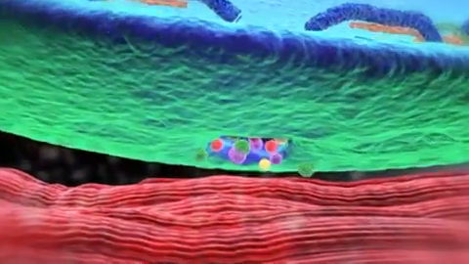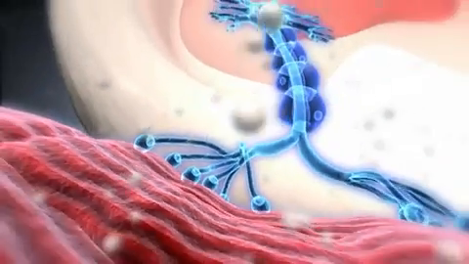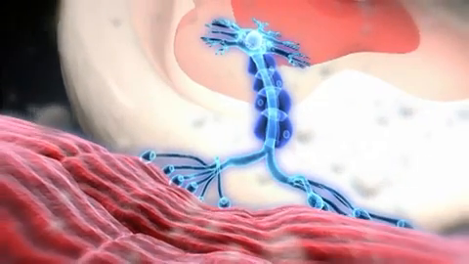The acetylcholine diffuses and eventually binds to receptors on the muscle, leading to muscle contraction.